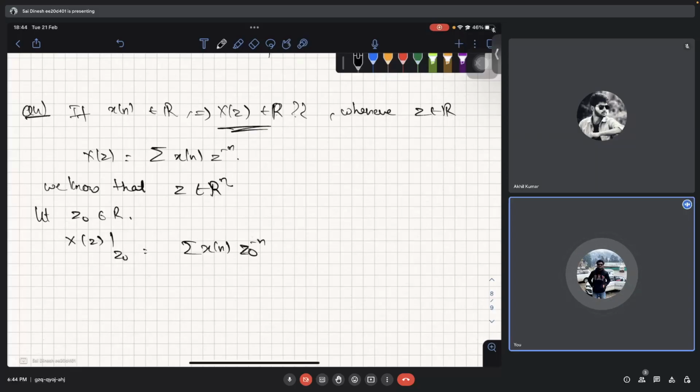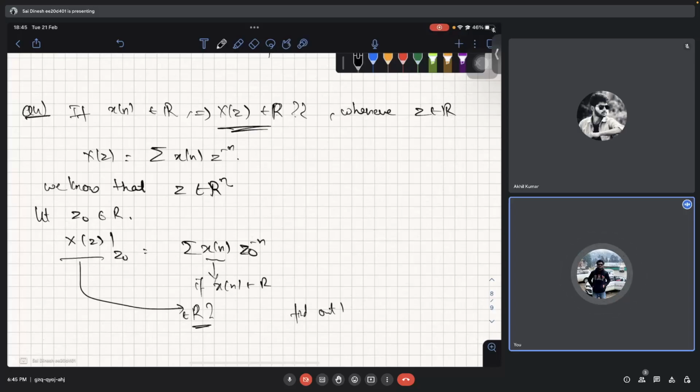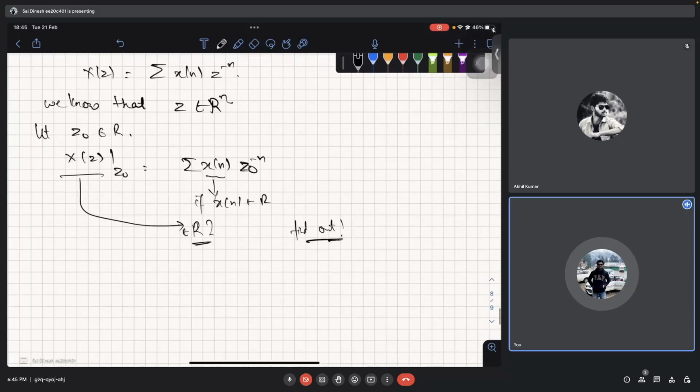So we have x of z for z equal to z naught, so z naught power n, but then if x of n is real, is this real? Need to find out. So basically for all the questions what we're doing is just writing out, expanding it in the form of a z transform and putting whatever conditions are available in the question, then validating what it turns out to be, right?